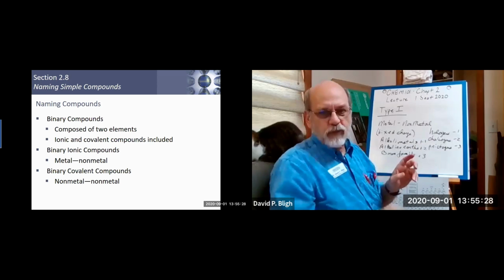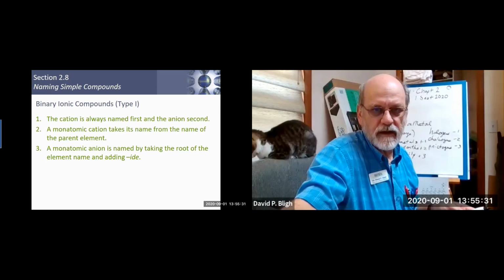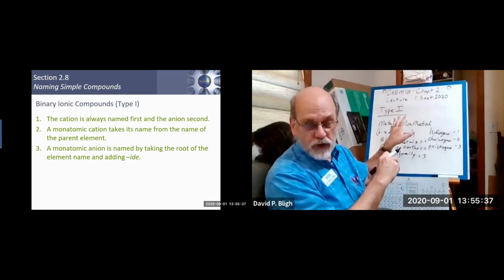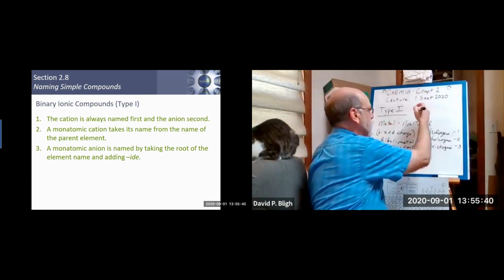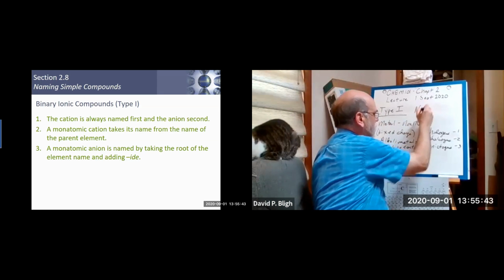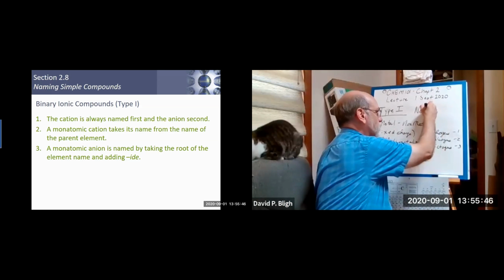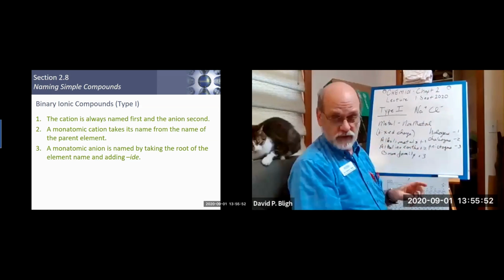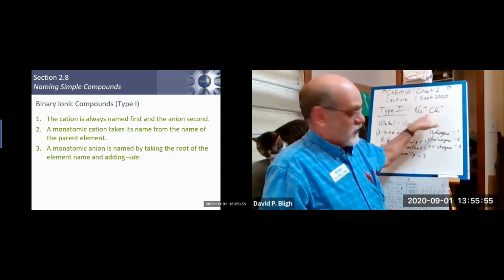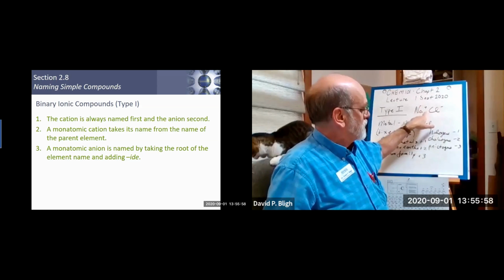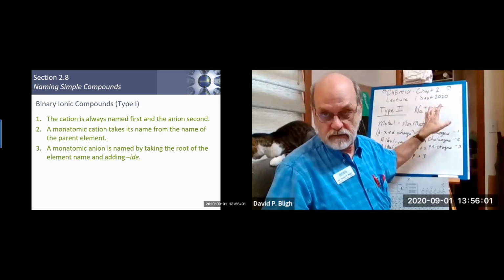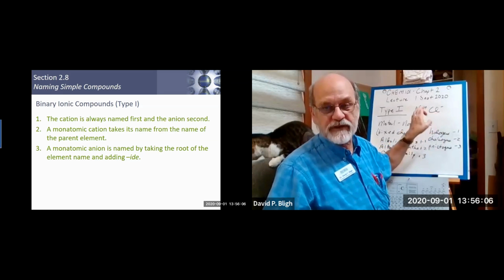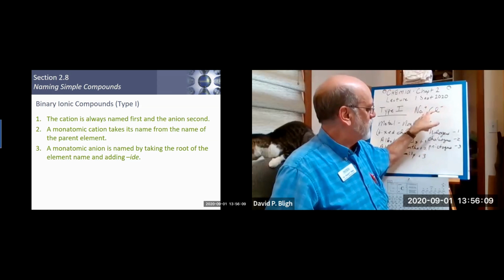Okay, so the type 1 compounds: you name the metal first. We'll take an example, sodium. Sodium is an alkali metal. It's a +1 charge. Chlorine is a halogen. It's a -1 charge. So notice, for neutral compounds like this, the charge is balanced. You only need 1 of each. That's important. You're not going to say 2 and 2. You're going to use the simplest whole number ratio, 1 and 1. +1, -1.